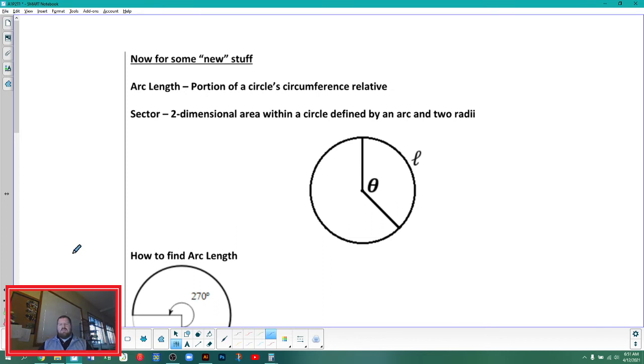trying to think if I was, yeah, kind of. So for arc length, it talks about a portion of a circle circumference. I'm going to say relative. I don't know if I missed this or what it is. So relative to what we call a central angle.